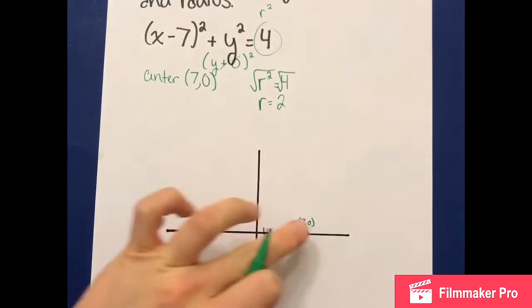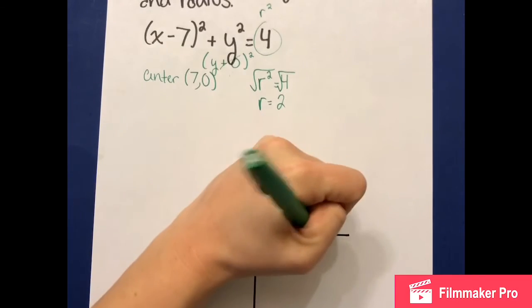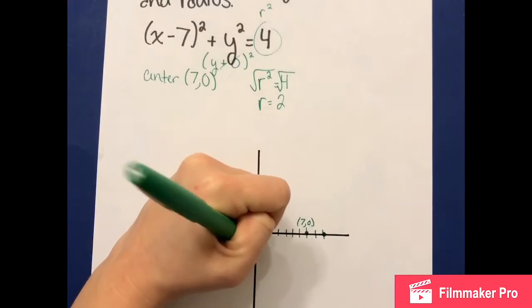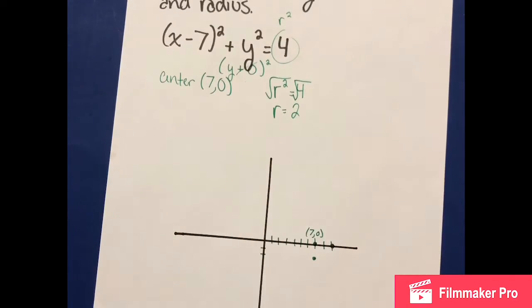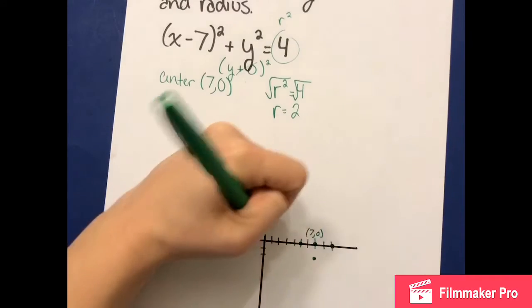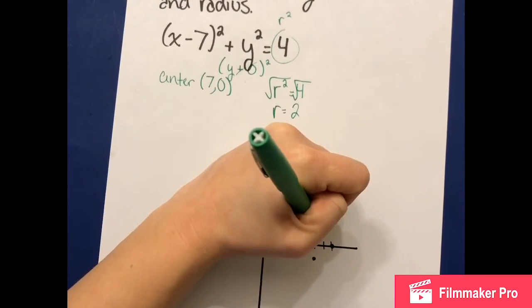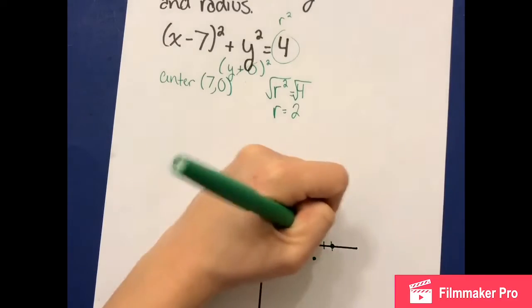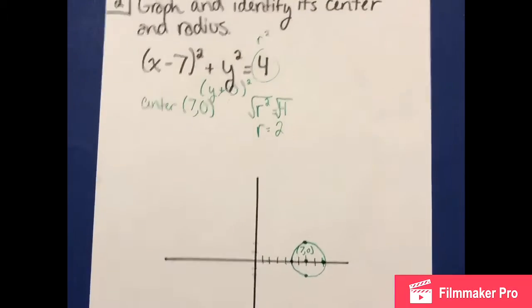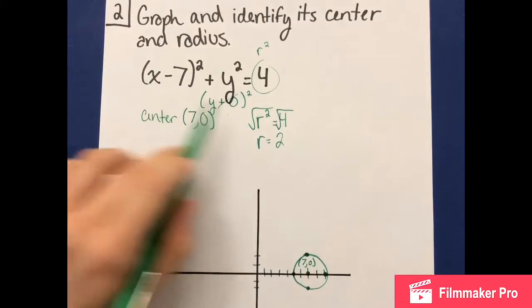So 2, 2, 2, 2. So let's count 2 here, make a dot. I might go down 2, make a point, left 2, make a point, up 1, 2, make a point. Connect them with the circle. And that's the circle with this given equation.